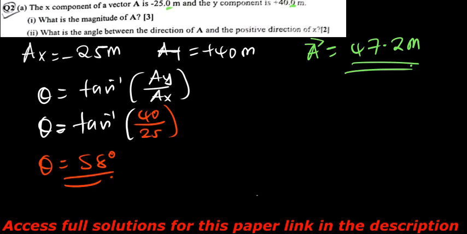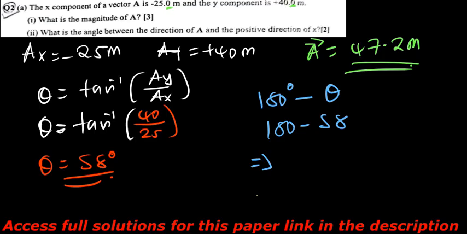Now, it falls in the second quadrant. I said that if the angle falls in the second quadrant, what do we do? It is 180 degrees minus the theta you have found. So 180 minus 58. What is the answer? The angle they are asking us to find is 122 degrees. So that's the angle above the positive x-axis.